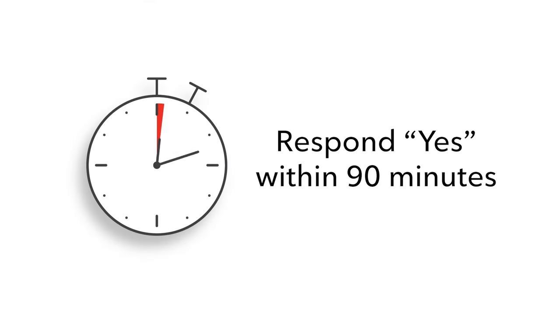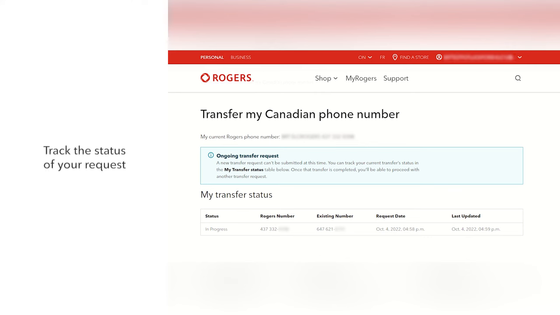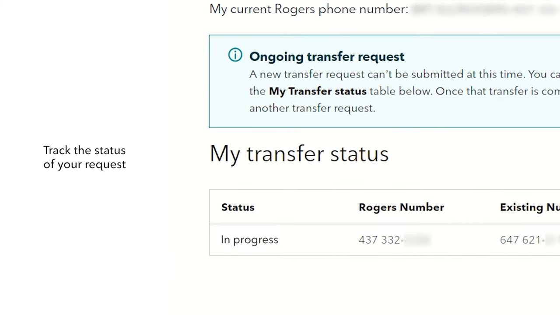Please respond yes to the text within 90 minutes to complete your transfer, or your request will be canceled and you will need to restart the process. Once you approve, it will usually take a few minutes, but may take up to 2.5 hours to complete the transfer. And you can easily track the status of your request through your My Rogers wireless dashboard.